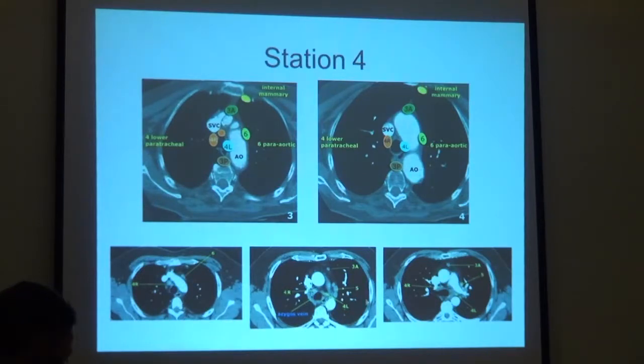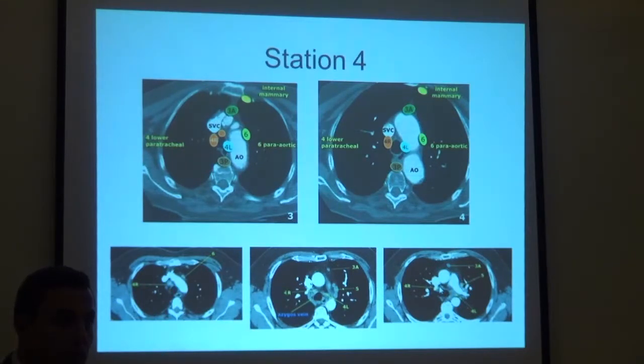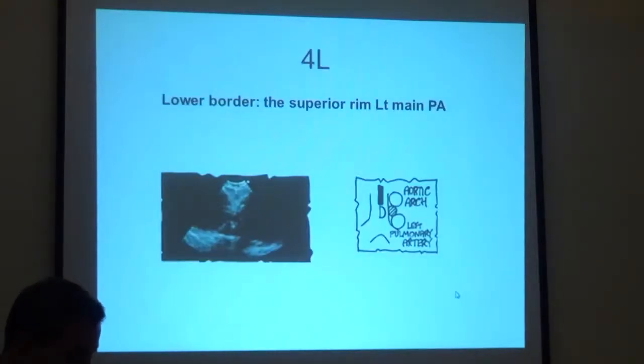So here are just different cuts to show you the extent of station 4R. Here you're on top of the azygos, and this is a 4R with the superior vena cava. Here you're starting to see the azygos, and most of the contrast doesn't go in the azygos vein. And here you're on the lower side of the azygos, and you're still 4R. Anything below that, now you're 10. Same on the left side: on top of the pulmonary artery, you are 4. And once you go below the PA, then you're 10.